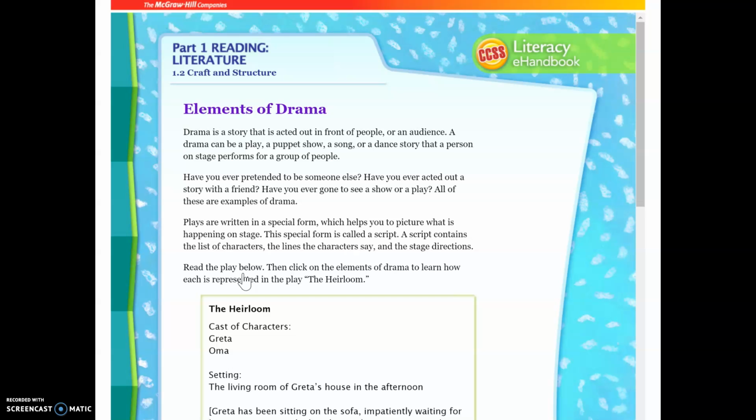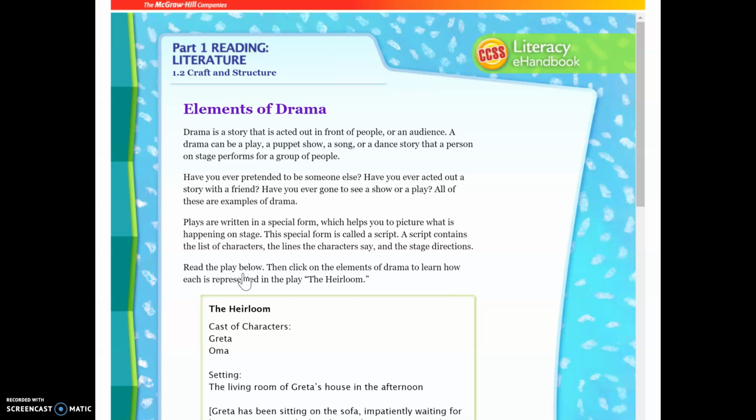Have you ever pretended to be someone else, Miss Moore? A lot. Have you ever acted out a story with a friend? Many times. How about ever gone to see a show or a play? I actually have Broadway season tickets, Mrs. Crawford. Well, guess what? Those are all examples of a drama. Wow, I think we actually have a drama club here, Mrs. Crawford, where they're going to be doing a play, so we can actually see this in person. Maybe, if we get to come back to school. Oh, well, fingers crossed.